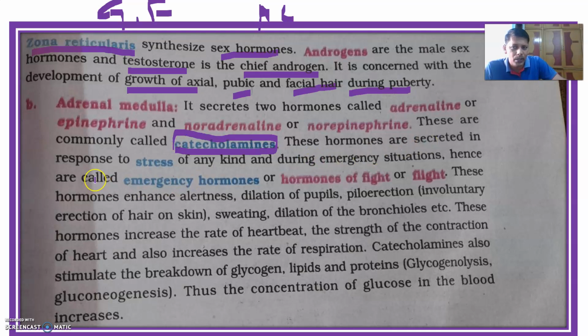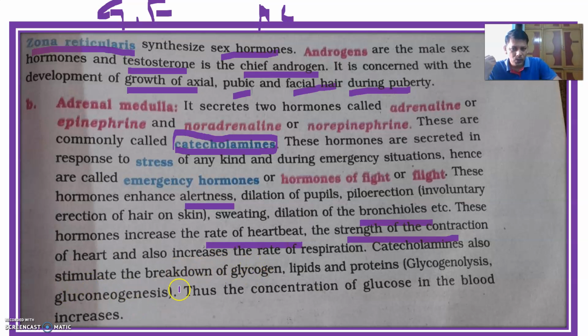These hormones are secreted in response to stress of any kind during emergency situations. Hence, these are called emergency hormones or hormones of fight or flight. These hormones enhance alertness, dilation of the pupil, and dilation of the bronchioles of the lungs. And these hormones increase the rate of heartbeat, the number of beats per minute, and the strength of contraction of the heart, and increase the rate of respiration.